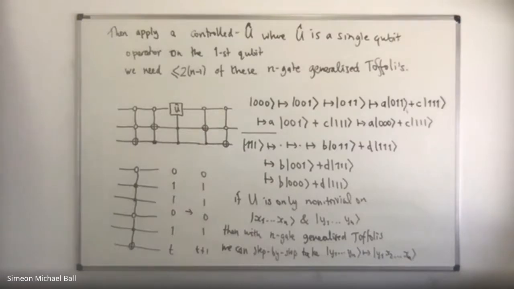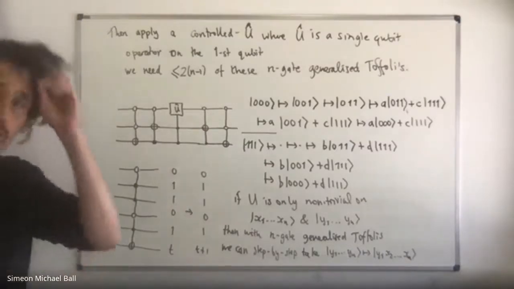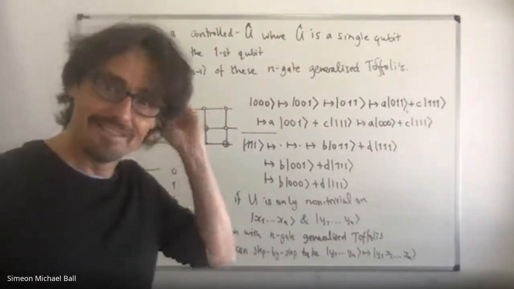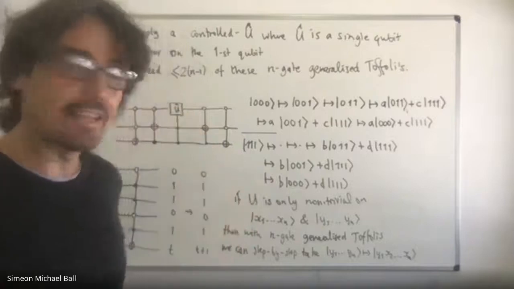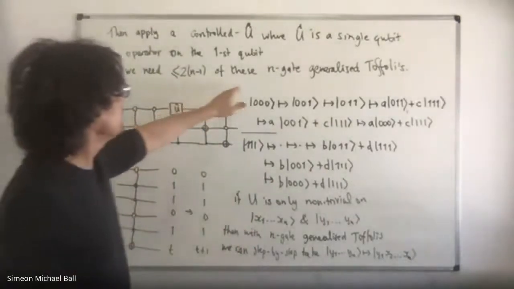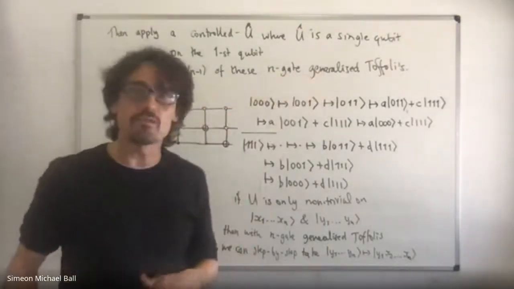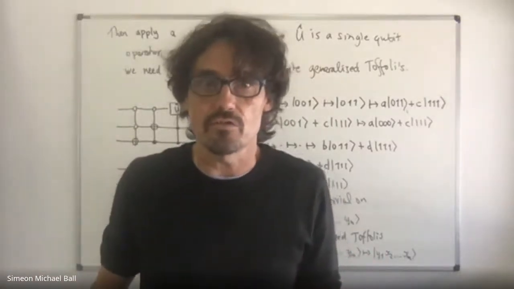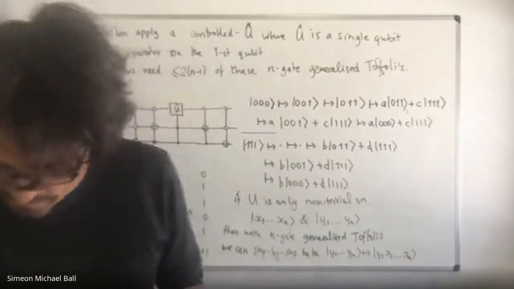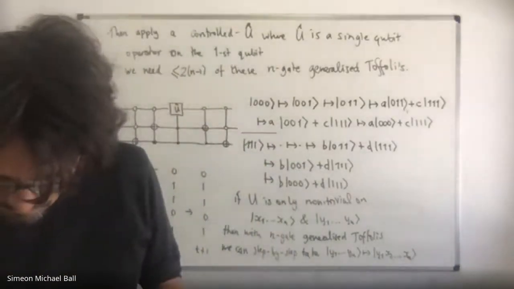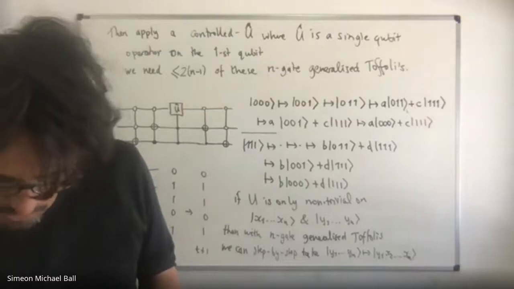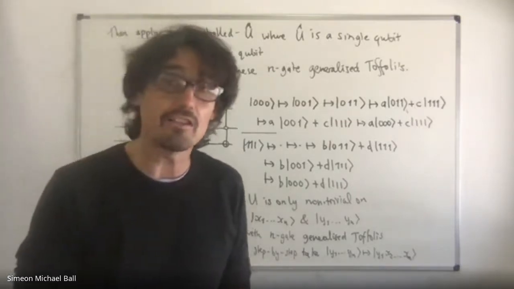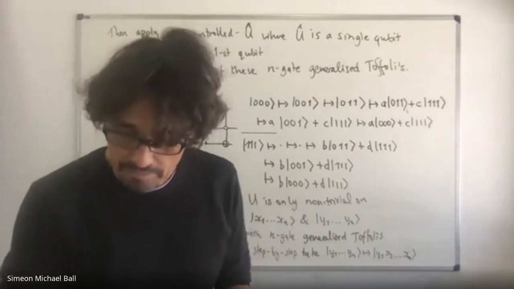Now, at this point, when I first started preparing this lecture, I went, oh, well, it's fairly clear that you can implement these n-gate generalized Toffolis with n C-NOTs, and that's not actually true, even. So I just want to explain to you that this is actually quite a difficult problem.